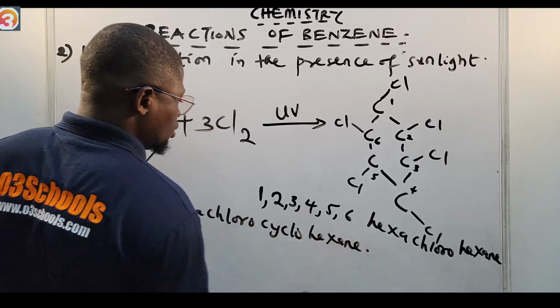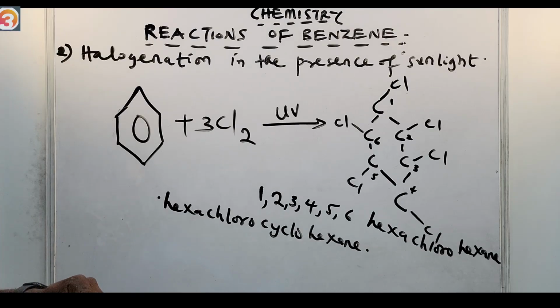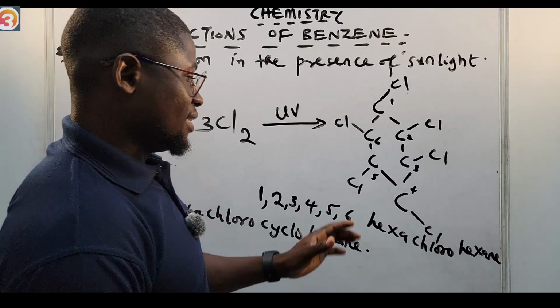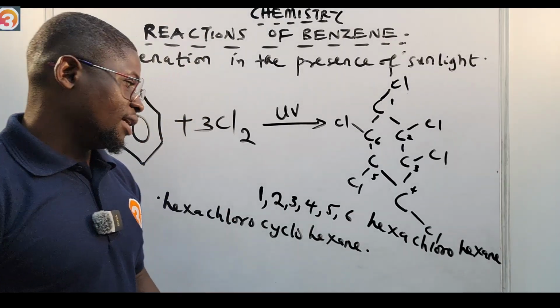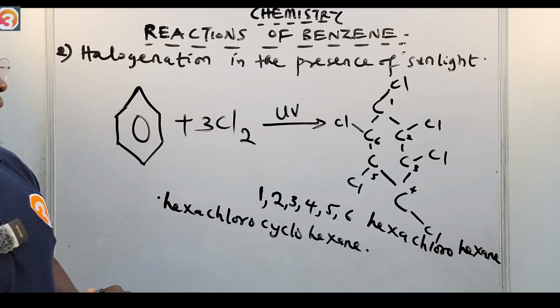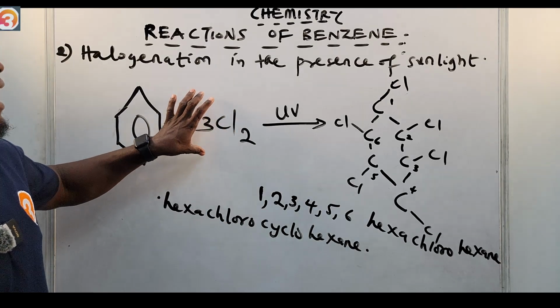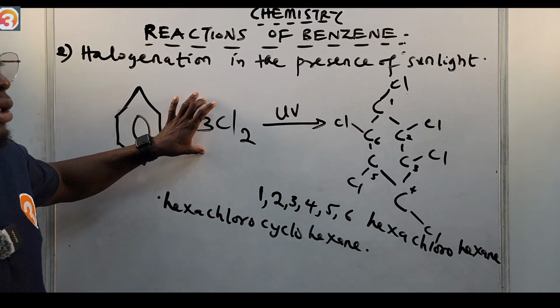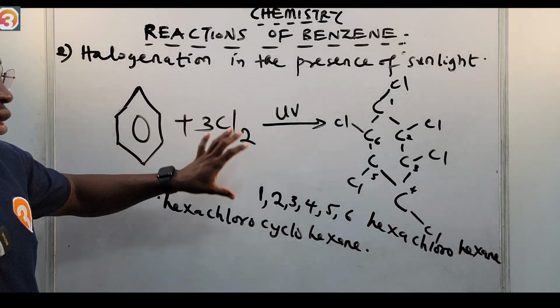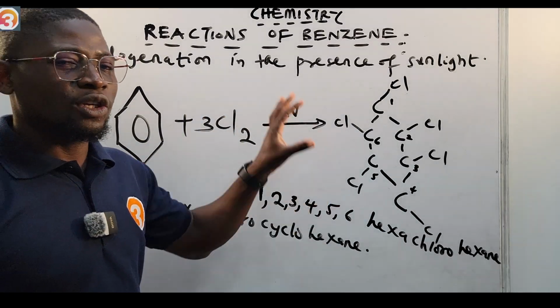Hexachlorocyclohexane. You can also call it 1,2,3,4,5,6-hexachlorocyclohexane. Please take note of that. This is a product of the halogenation reaction between benzene and a halogen, in the presence of UV light or sunlight.